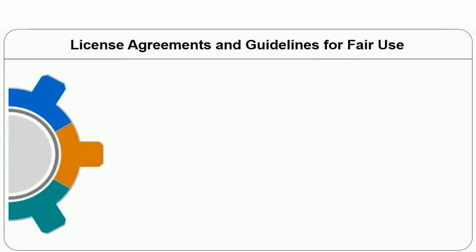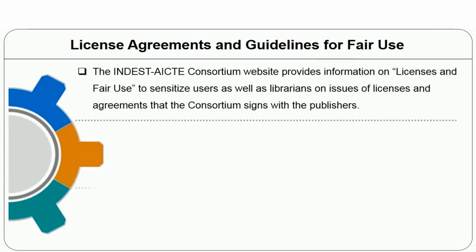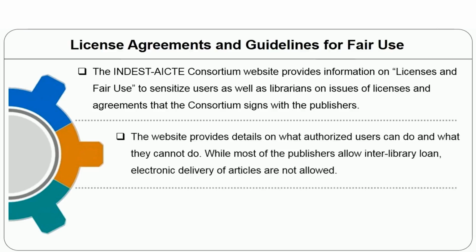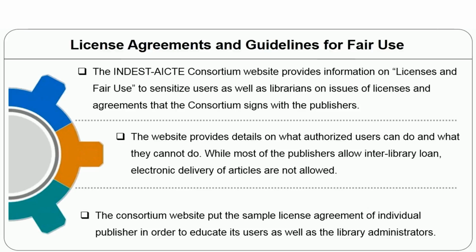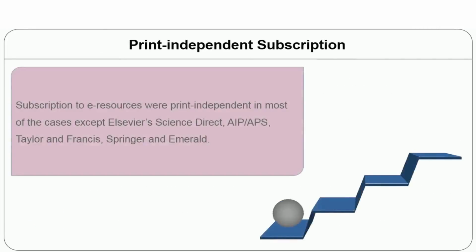License agreements and guidelines for fair use. The INDEST Consortium website provides information on licenses and fair use to sensitize the users as well as the librarians on issues of licenses and agreements that the consortium signs with the publishers. The website provides details on what authorized users can do and what they cannot do. While most of the publishers allow interlibrary loan, electronic delivery of articles is not allowed. The consortium website puts up sample license agreements of individual publishers in order to educate its users as well as the library administrators.